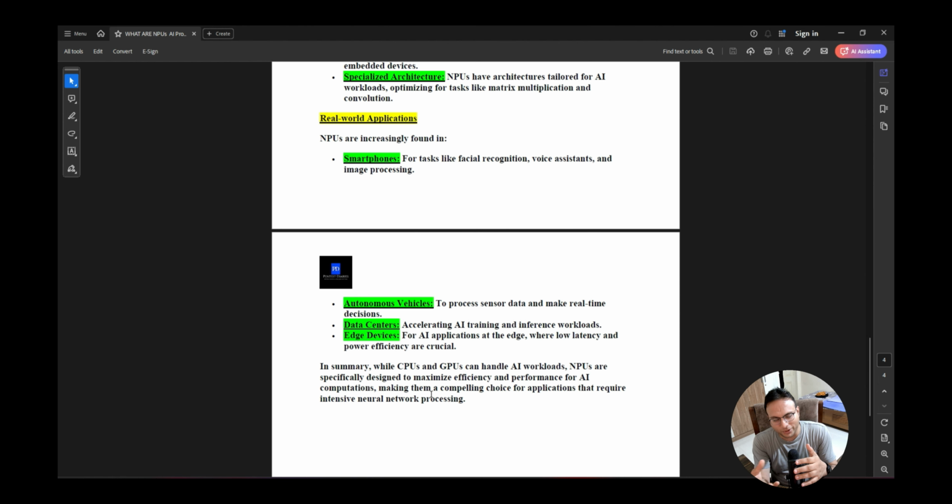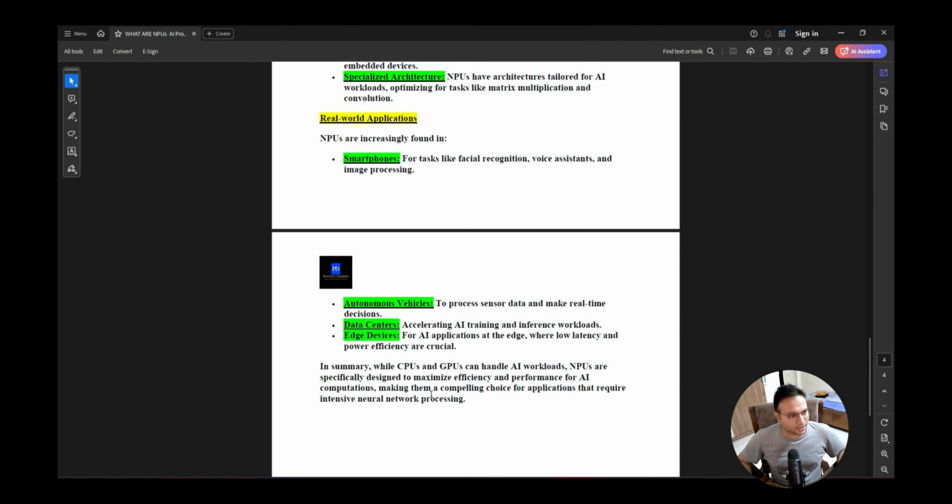If you're talking about the GPU, you can't suppose a GPU can perform that type of task. The feed we're getting through the sensors is very high, and it's not possible for a GPU to handle that situation. That's the reason the NPU is a better option. In data centers, we can use it for accelerating AI training and inference workloads. And edge devices, for AI applications at the edge, where low latency and power efficiency are crucial. That's most important: power consumption is very low, so it excels everywhere.